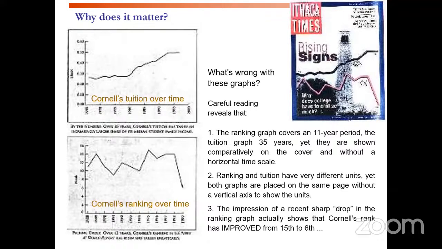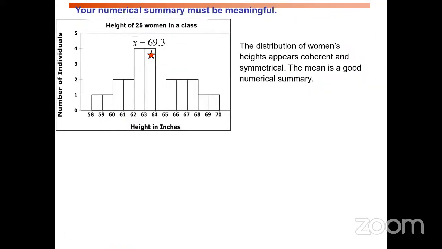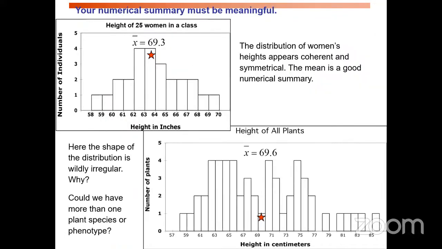Yeah, so these are a few other summaries which I have taken from the mean calculation. So you know what mean calculations are, various calculations. Just to represent over the graph, I have taken these figures, right? On the first graph, in fact, you can see the distribution of women's heights appears coherent and symmetrical, right? And the mean is a good numerical summary here.